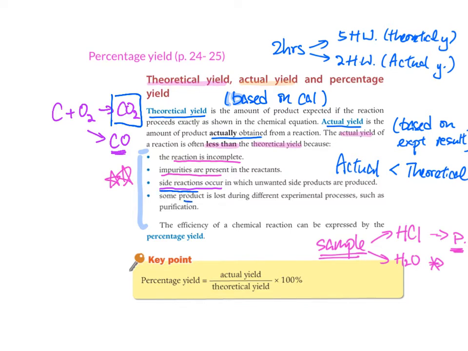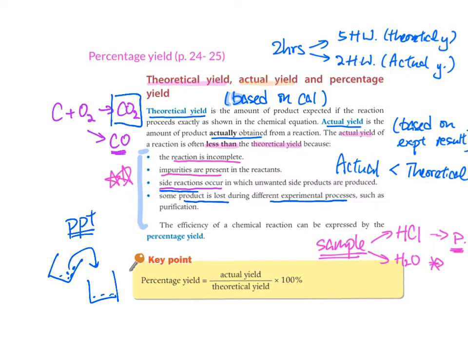Lastly, maybe some of the product is lost during the experimental process. For example, you form some precipitate, PPT. When you transfer from one beaker to another, some of the PPT may be left in the original beaker. You try to transfer it into another beaker, but some of it may be left there. So product loss may also be one of the reasons that the actual yield is smaller than the theoretical yield.